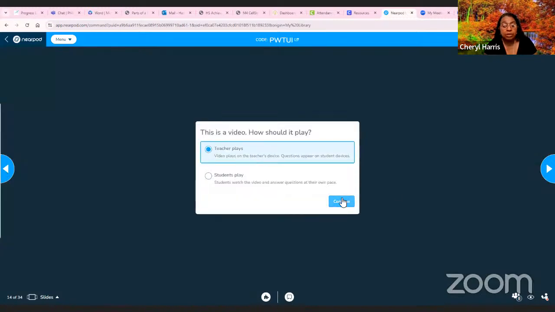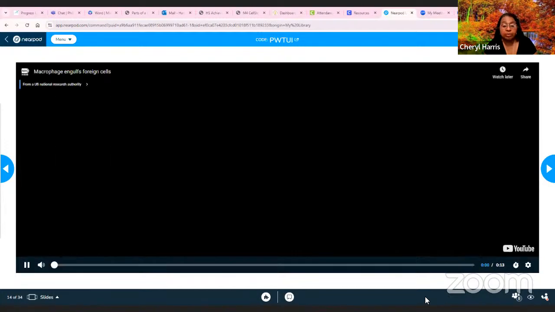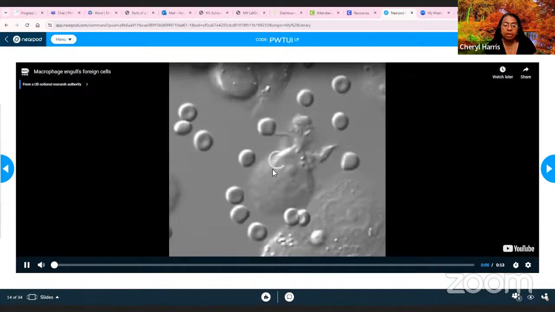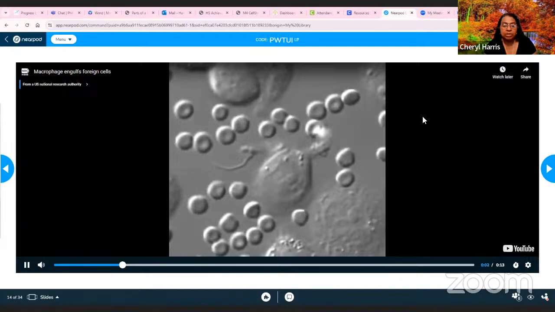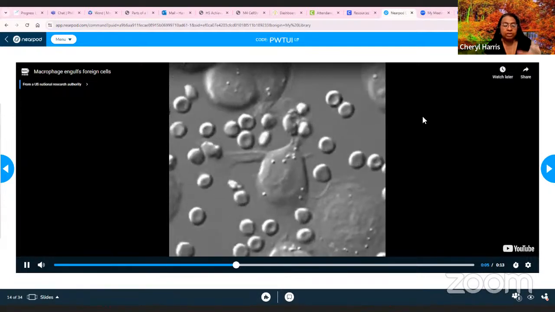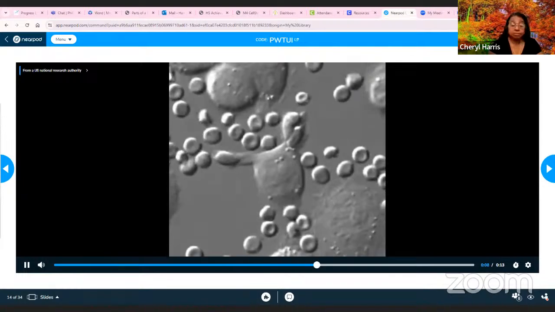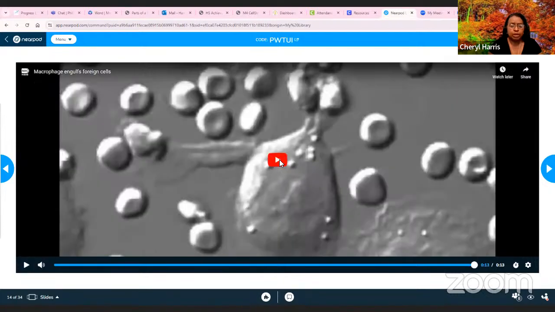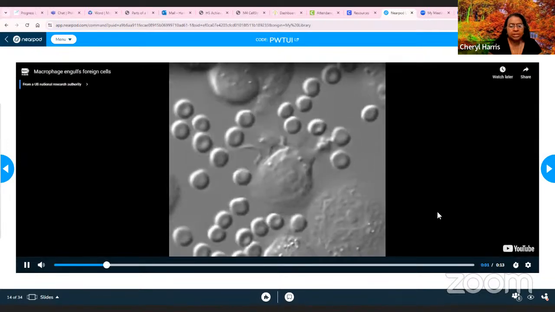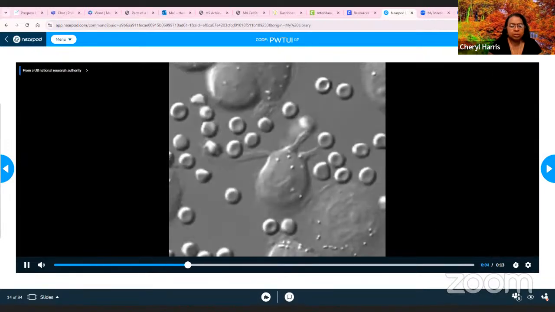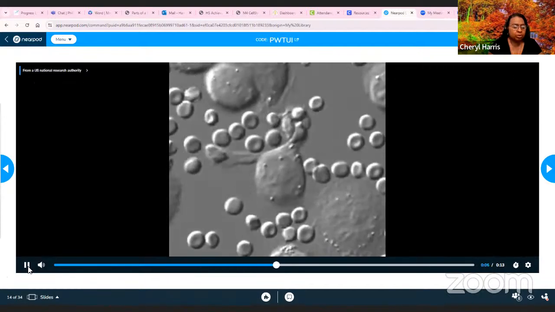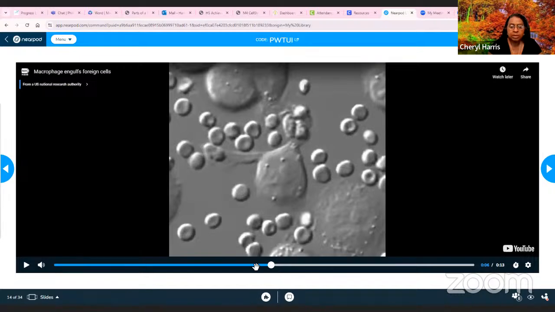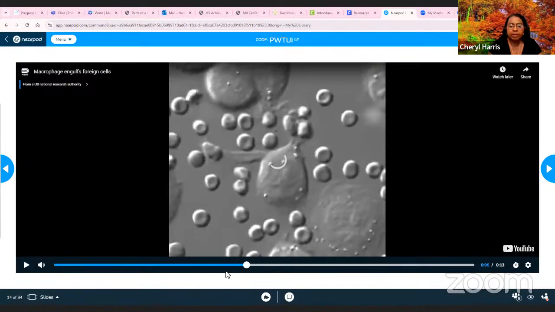so that you can see it, and this time I'll talk through it. All right, so that's the cell. So they said that this is a macrophage in the middle, and all the little round things that are bouncing around are foreign cells. They're blood cells, but they're foreign to this organism. So what it has done is it's drawn it inside. And once it gets inside the cell, it will digest it. So you see that, I'm going to pause it right there. Let me go back just a little bit.